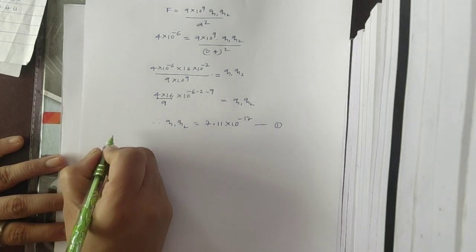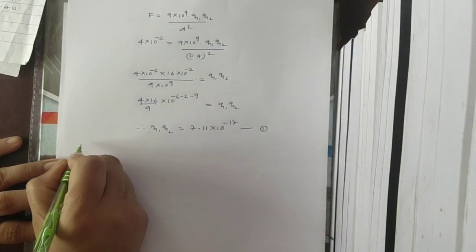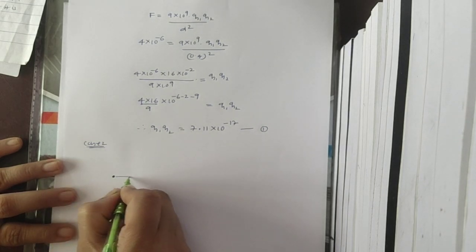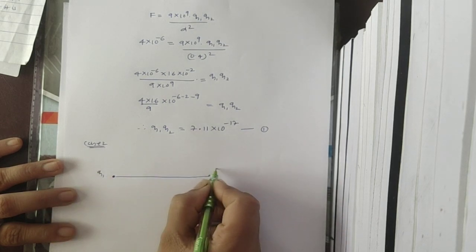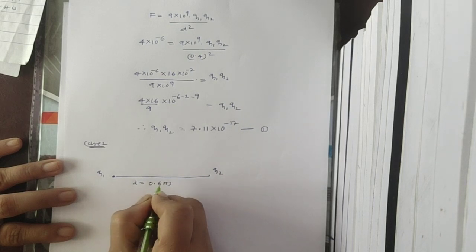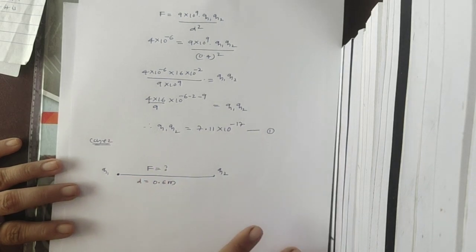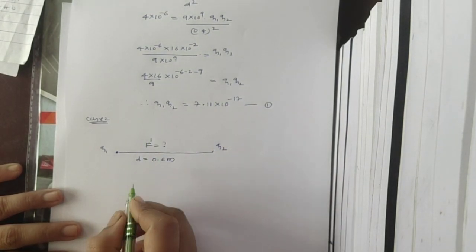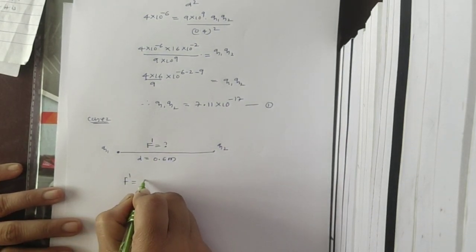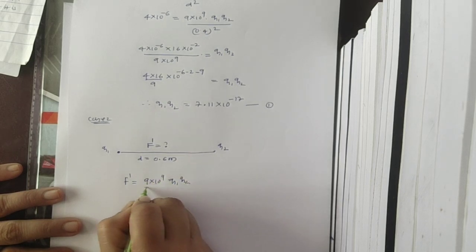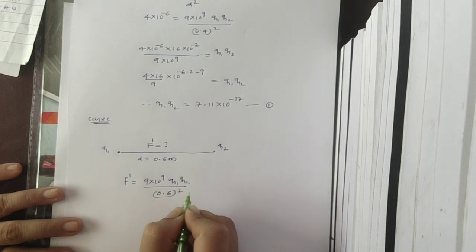Next, case 2. Case 2, the same two charges, Q1 and Q2. Distance increases to 0.6 meter. Then what is the new force, they asked. Okay, we will write the new force as F dash. F dash is equal to 9 into 10 to the power 9 Q1 Q2 divided by 0.6 square.